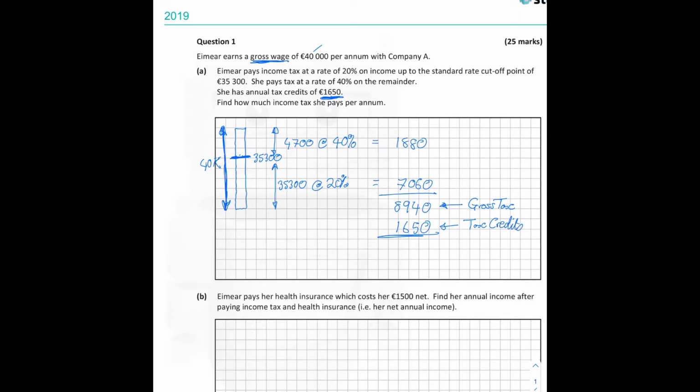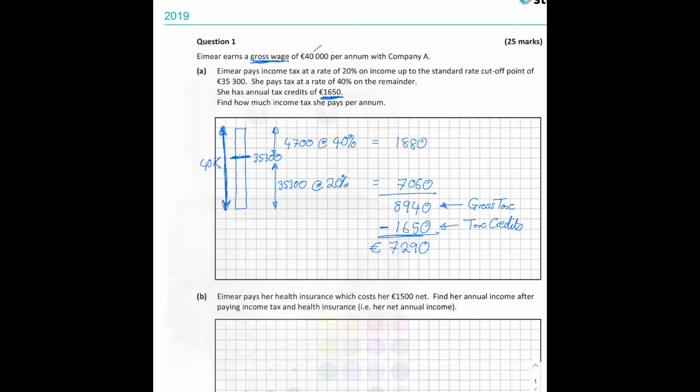Now, because they reduce the gross tax, we're obviously going to take them away. So 8,940 minus 1650 equals 7290. So that's the amount of tax that she will actually have to end up paying. So she will have to end up paying 7,290 euro. Find how much income tax she pays per annum. That's it there. So job done.